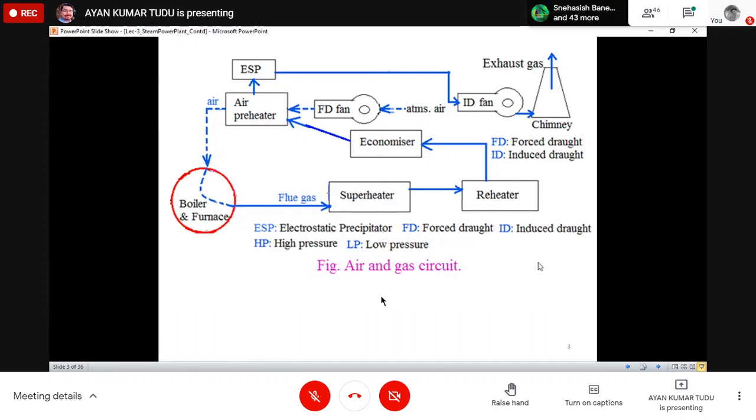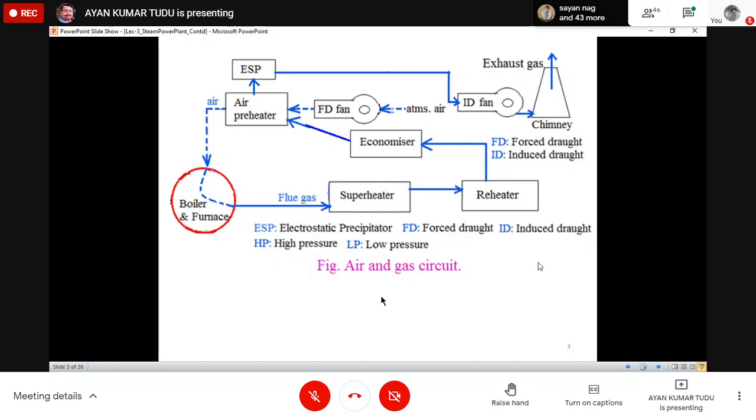Now, how will the questions come in the semester? As the class progresses, we'll be talking about each of these individually: the superheater, reheater, economizer, air preheater, electrostatic precipitator, the FD fan and the ID fan. What type of question may come in the semester? You may be asked to define or explain what an air and gas circuit is. Then you have to go on explaining the air and gas circuit.